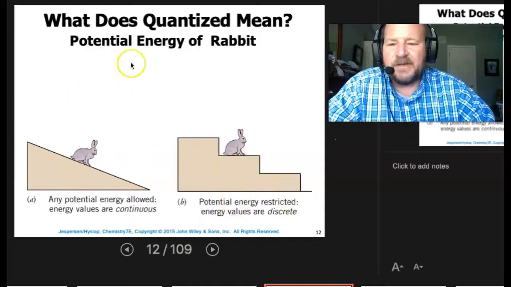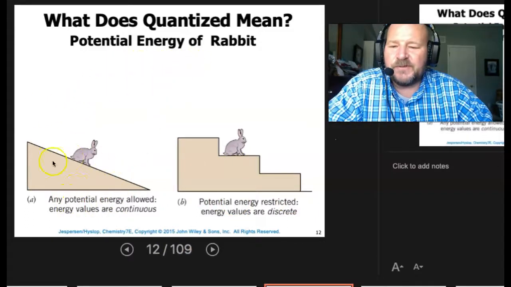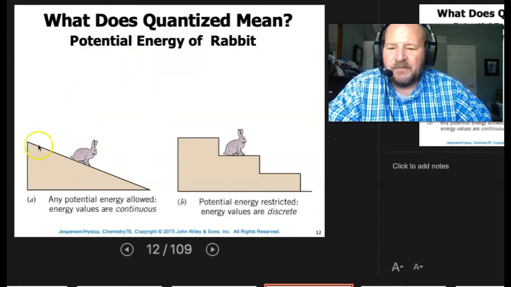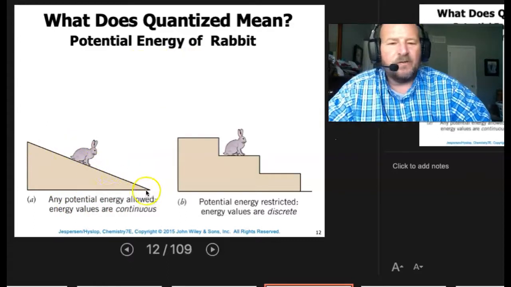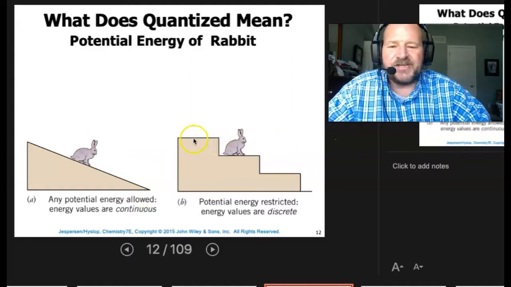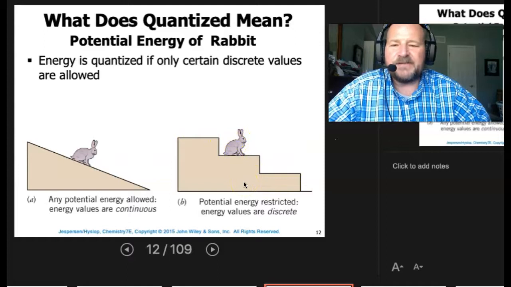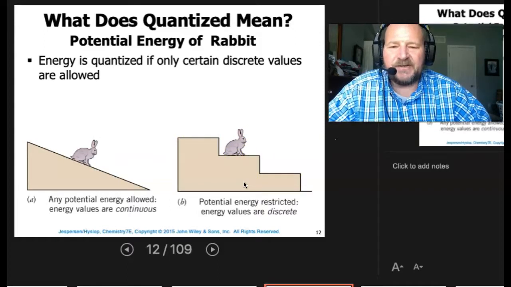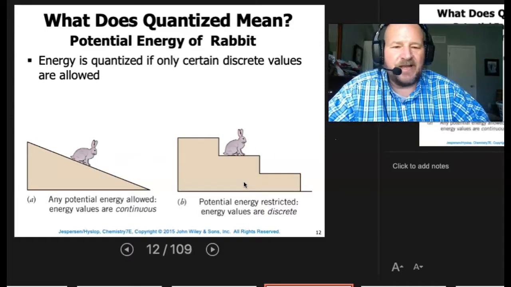Anyway, so we were talking about the potential energy of your rabbit. And so, of course, when we're looking at classical mechanics here, we have this nice easy slope. Whereas now we're going to get into quantum mechanics. What we're going to see is that the energy has to be quantized, so it's going to be like a stairway. So that's going to have to go down by steps. Since the energy is quantized, only certain discrete values are going to be allowed.